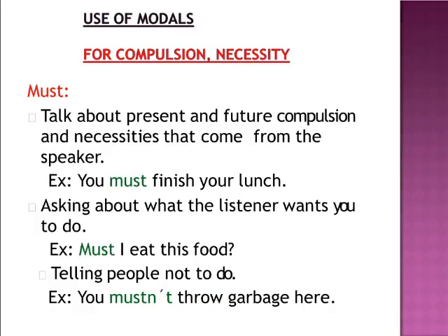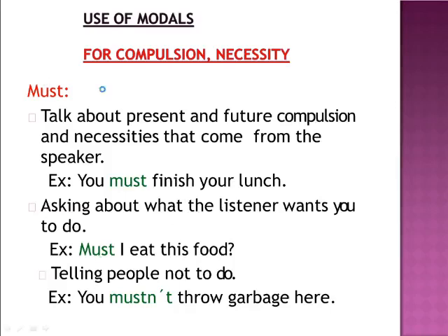Next, for compulsion and necessity we use "must". It talks about present and future compulsion and necessities that come from the speaker. You must finish your lunch. Asking about what the listener wants you to do: Must I eat this food? Telling people not to do something: You must not throw garbage here. In all these situations we are using "must": to show compulsion, to ask what the listener wants, and to tell people not to do something.